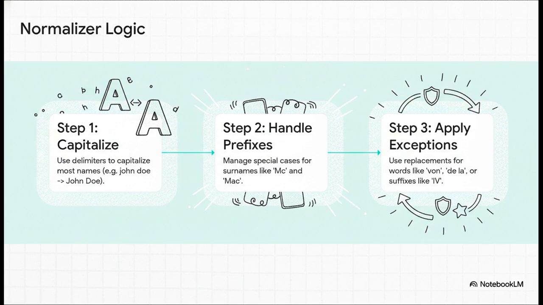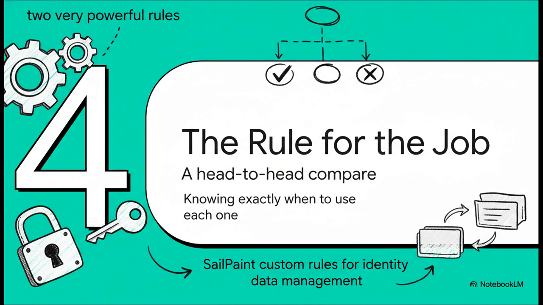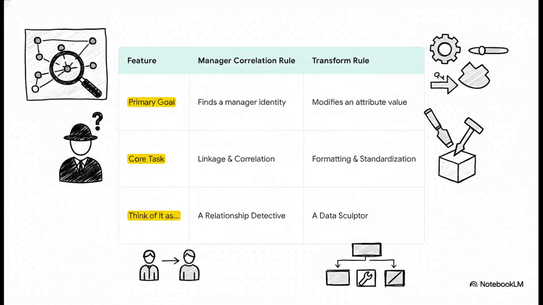Okay, so now we have two really powerful rules in our arsenal, but the real key to success is knowing exactly which one to grab for the job at hand. This table just breaks it down perfectly. The manager correlation rule's goal is to find an identity. Its job is linkage. The transform rule's goal is to modify a value. Its job is formatting. It's the manager connector versus the data sculptor. And you have to use the right one because you can't ask a detective to sculpt a statue.